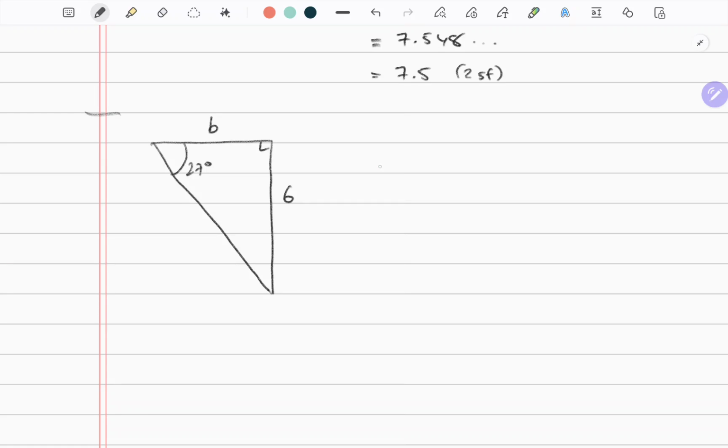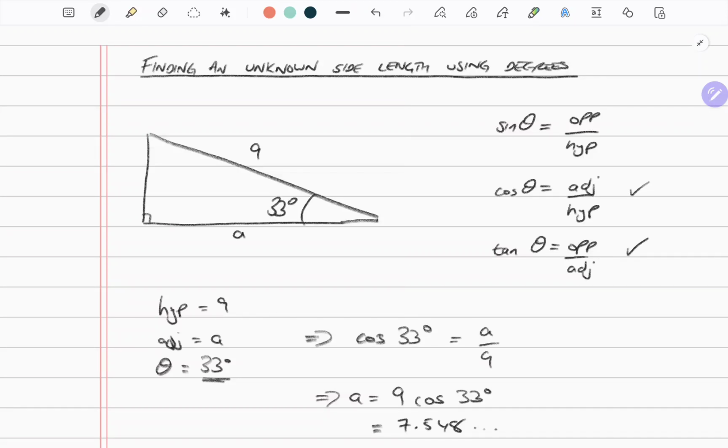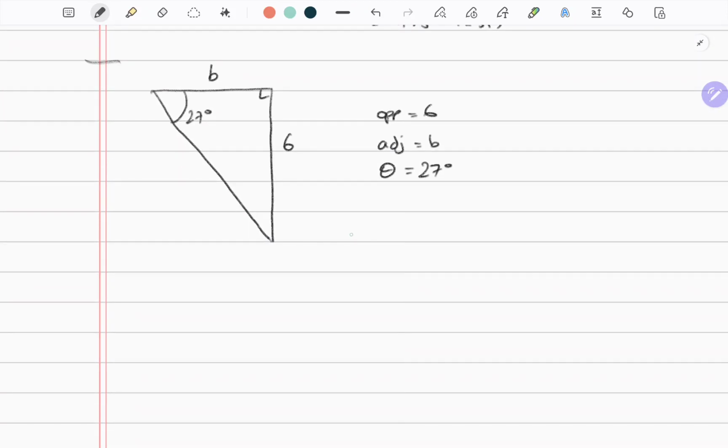So we have the opposite side length is equal to 6. The adjacent side length is given as B, and theta, the angle, is given as 27 degrees. So which one uses opposite and adjacent? It's the tan theta here. So what we would have is tan 27 degrees is equal to 6 over B. So in this case, we need to get B by itself. So that would be B is equal to 6 over tan 27 degrees.